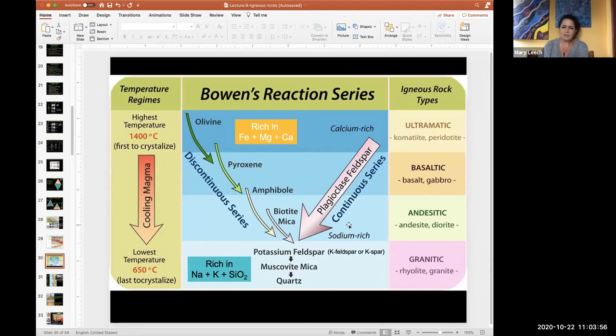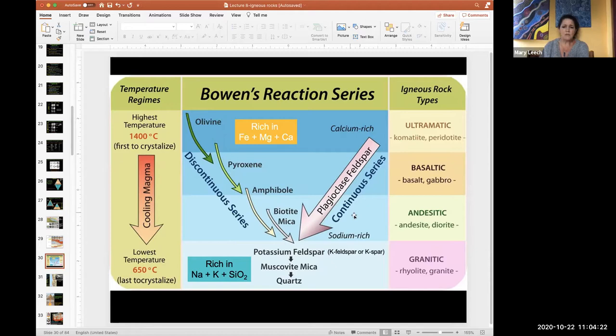And what this means, the continuous series, is that it's referring to the solid solution between calcium and sodium in the plagioclases. So those two elements just swap out for one another. They're the same charge, they're the same size, they have a similar kind of bonding character. So they swap out in the crystal lattice easily.